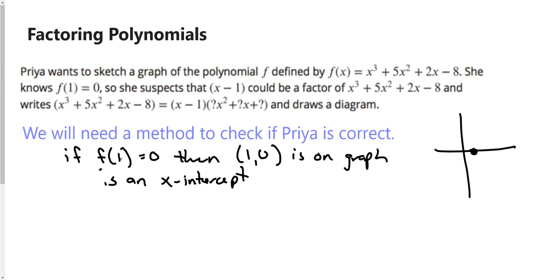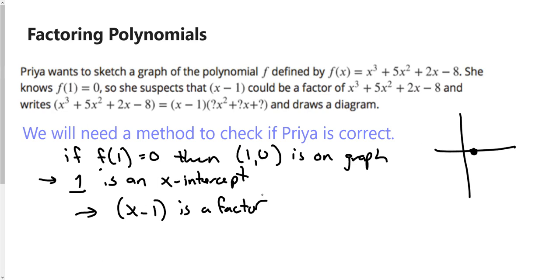And so therefore 1 is an x-intercept. And if 1 is an x-intercept, from our work that we did before, then we know that x minus 1 is a factor. So now my next question is going to be, are there more factors than that? So let's find out.